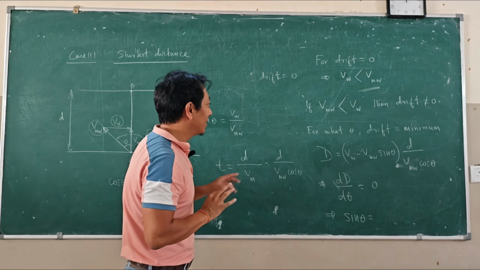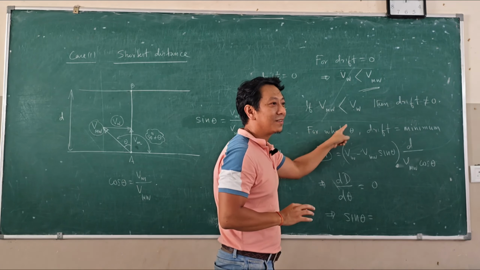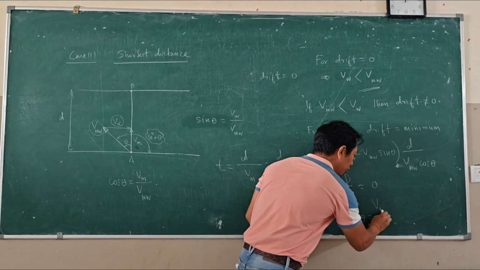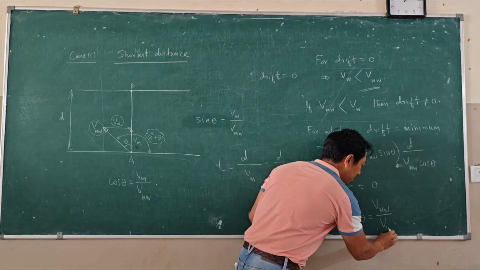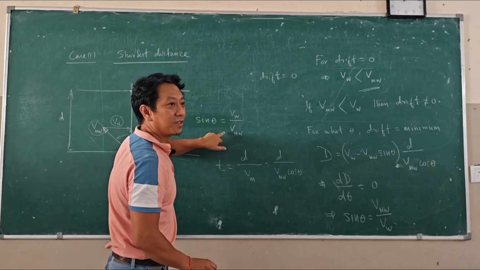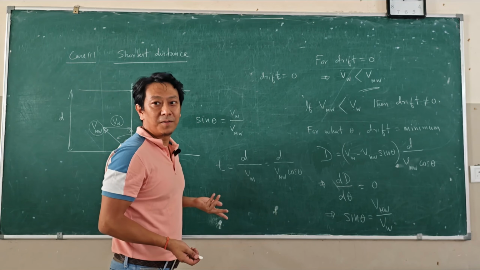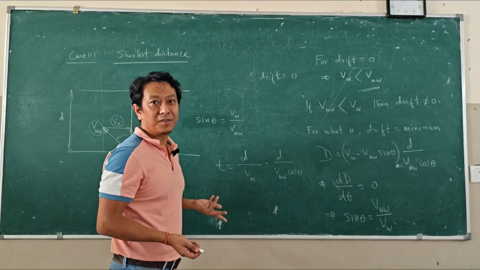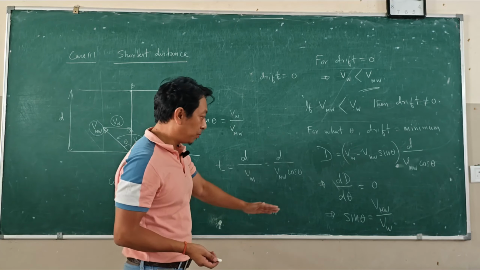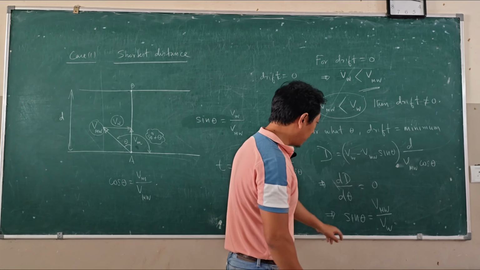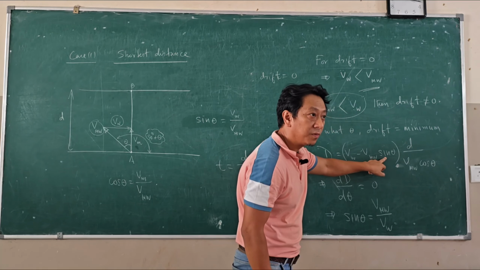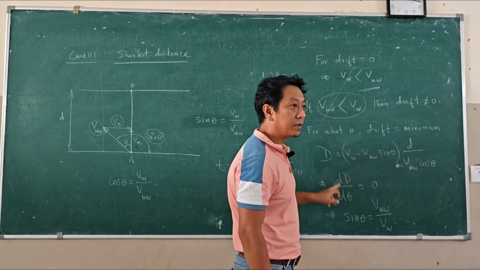Very simple, students. Here who is less? Put Vmw in numerator. Finished. Matlab, reciprocal of this. Makes sense also, because sine theta cannot be greater than 1. But please do this exercise. By the way, this sine theta you can put here now to find the minimum drift.